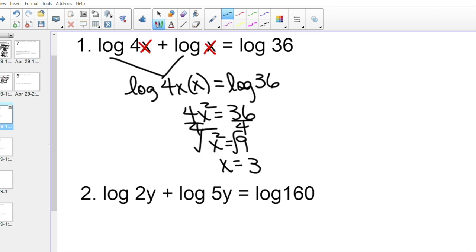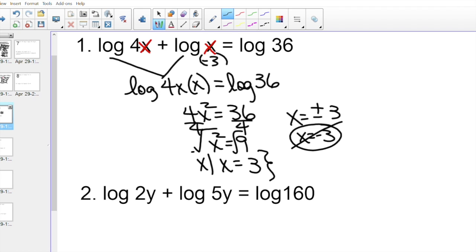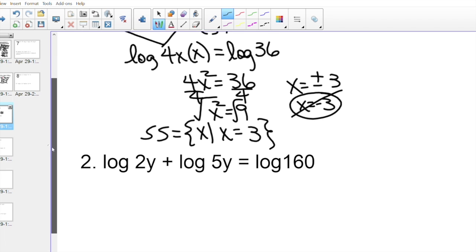Now, truthfully though, x is equal to plus or minus 3. But if you take the answer of x equal to negative 3 and check it, it will not work because the log of a negative 3, you can't find it. There is not one. So you would end this by putting your solution set. And that's how you will solve a logarithm equation. Now, this is number 2.